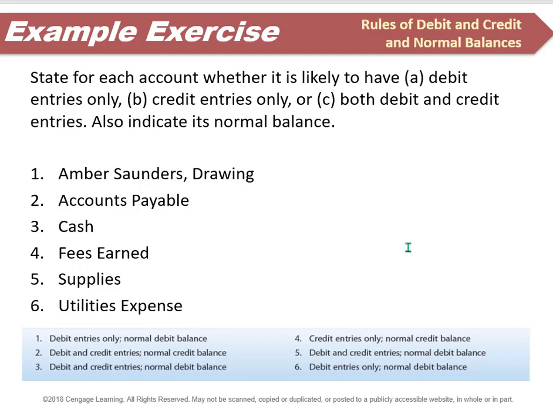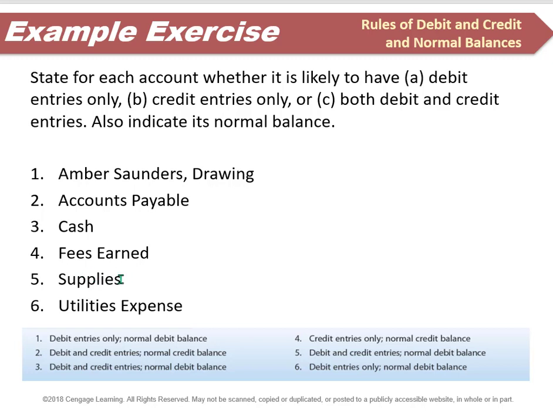Let's state for each account whether it should have debit entries only, credit entries only, or both. Okay, and it's so handy because the answers are right down there. The drawing account has debit entries and it has a normal debit balance. Accounts payable has both debit and credit, normal credit balance. Cash has both debit and credit, normal debit balance. Fees earned, this normally has a credit balance.